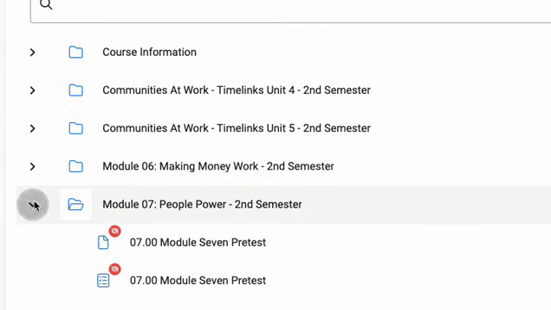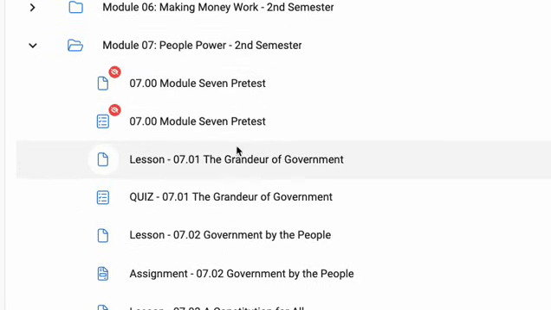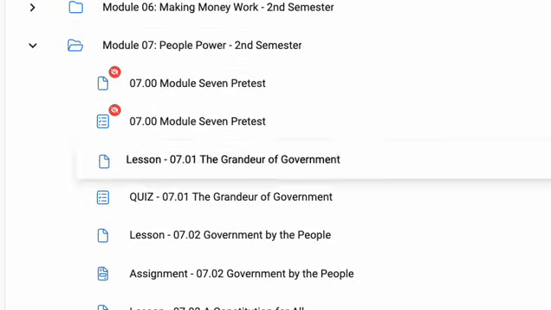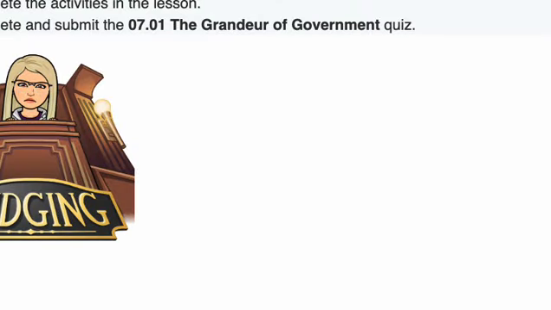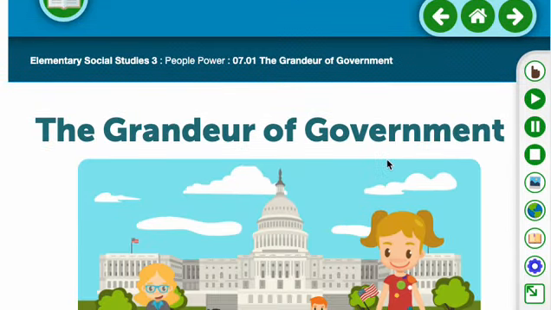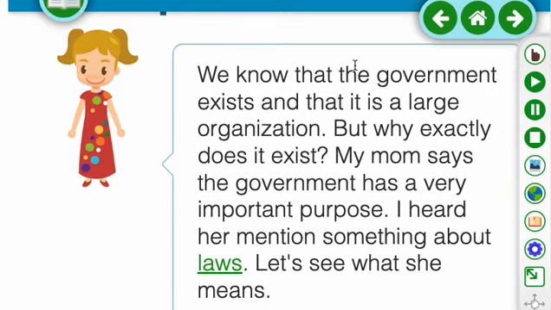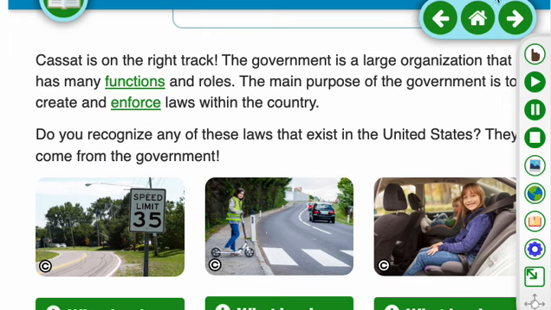So here we go. You're going to go to the Module 7 folder, click on that caret. We're going to go down. You'll see, oh, we have a quiz today with this assignment. So when we go over and take a look, it says, hey, we're going to read the lesson. We're going to create and complete the activities in the lesson. As you're going through, you're going to have some different reading that you're doing as part of the topic. What is the purpose? All right.